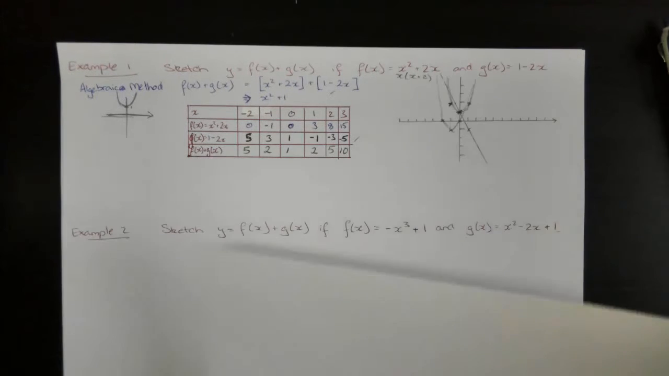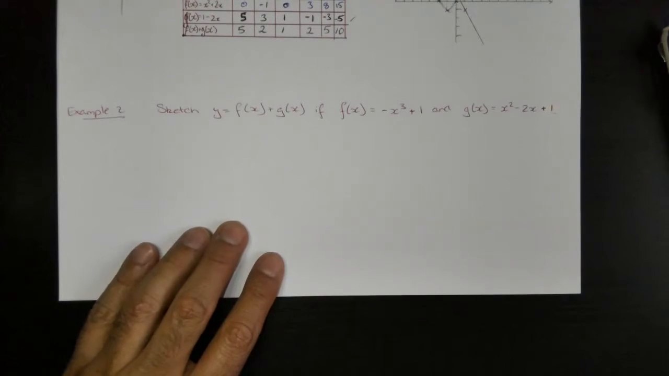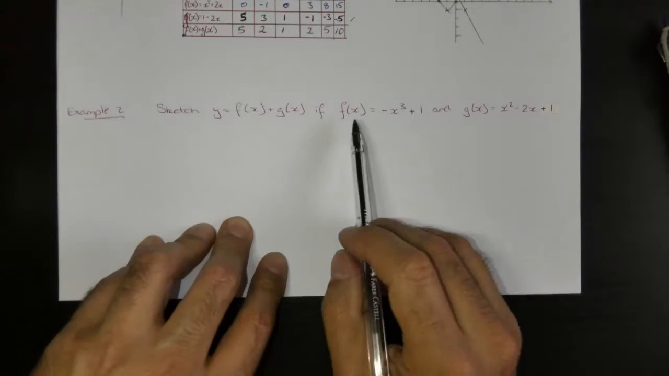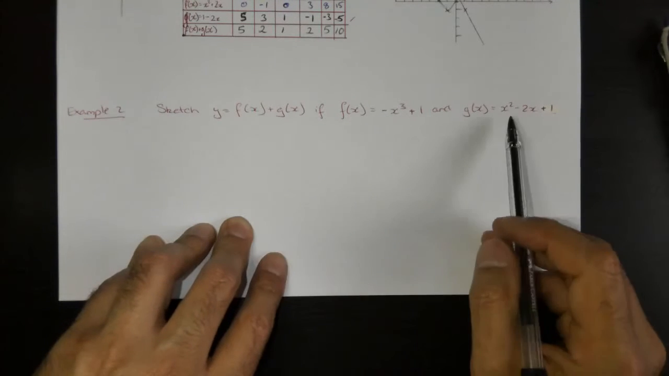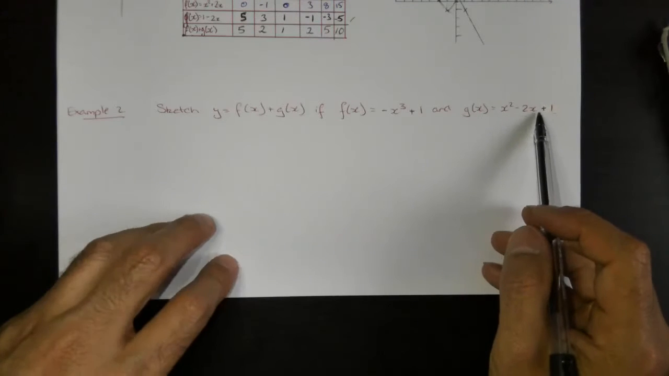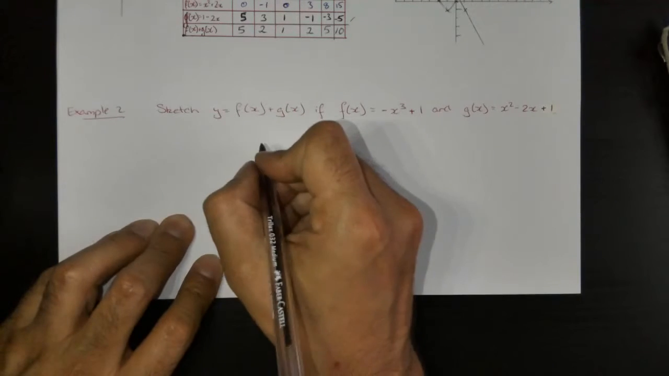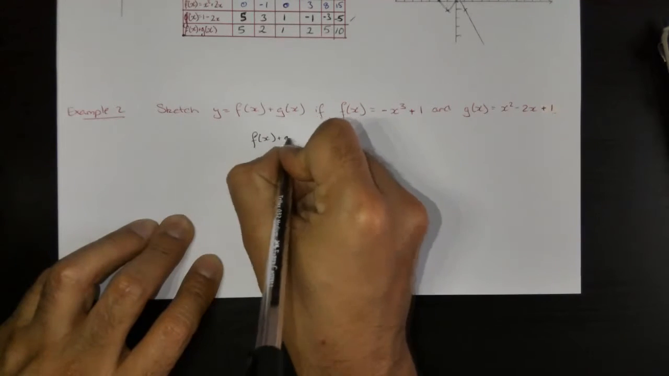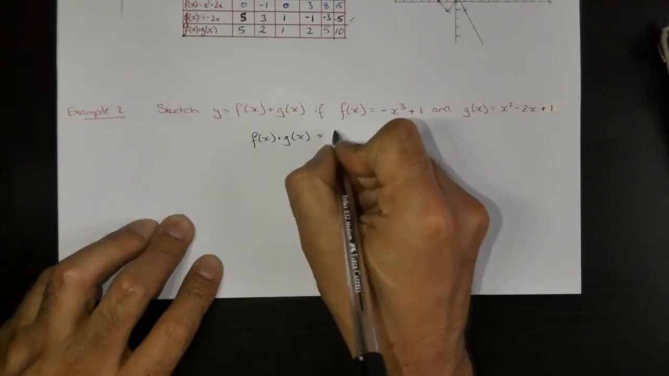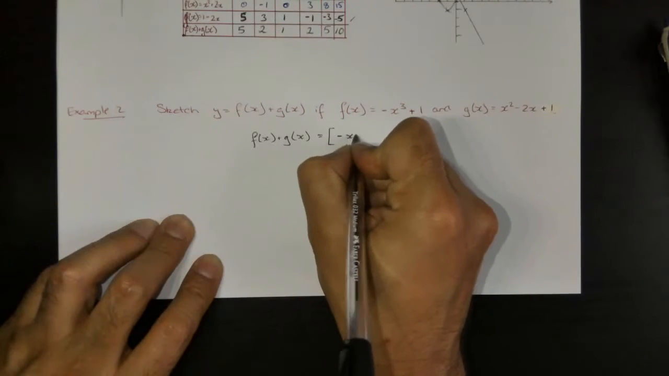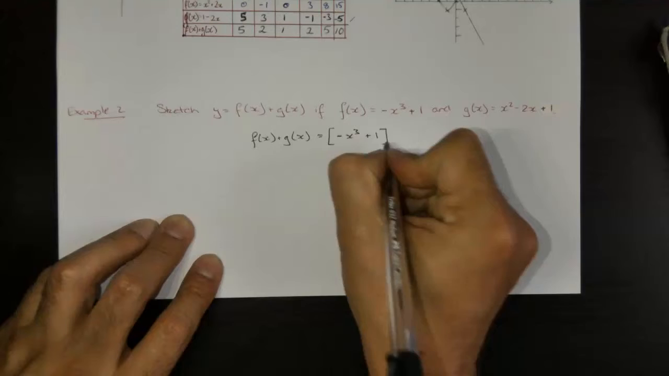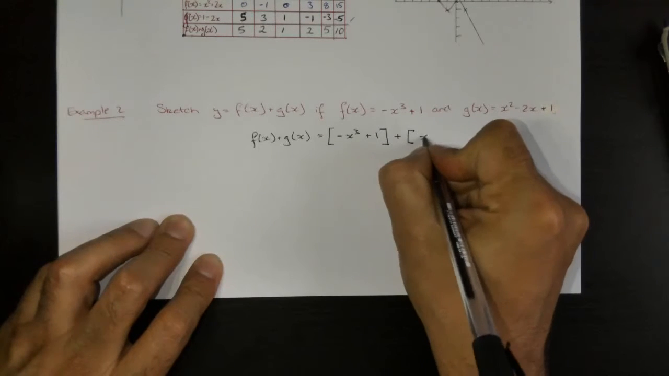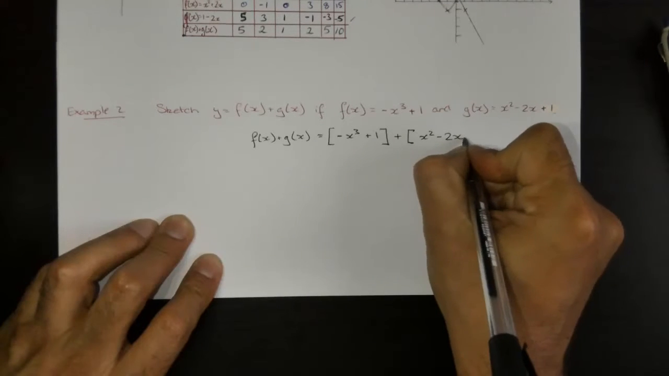Let's do another example. We're going to sketch these two functions. We've got f of x plus g of x, f of x equals negative x cubed plus 1, and g of x equals x squared minus 2x plus 1. So we're going to add them together. So f of x is negative x cubed plus 1, and we're going to add g of x, which is x squared minus 2x plus 1.